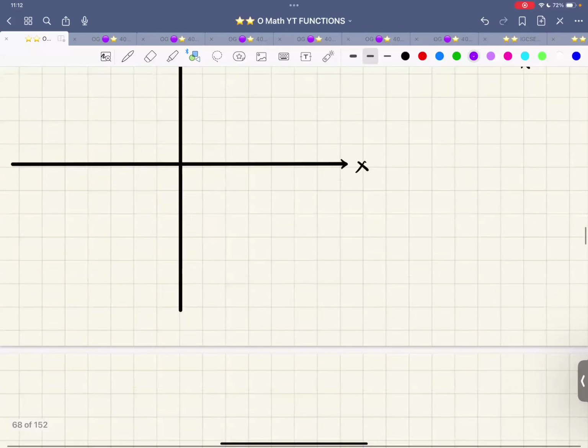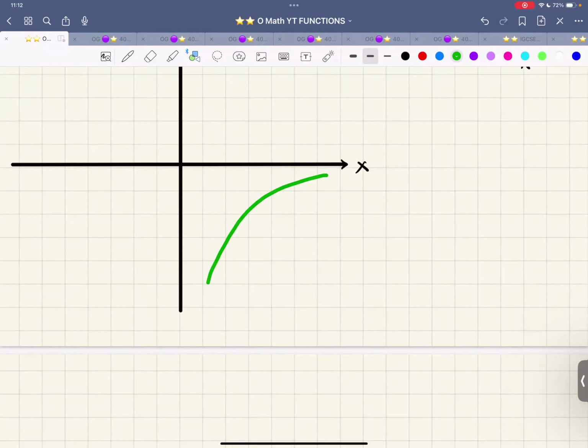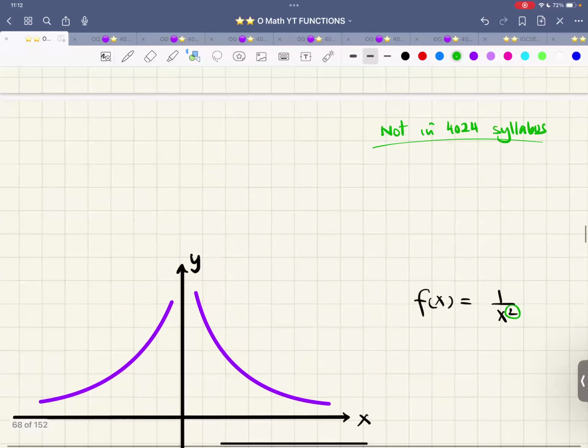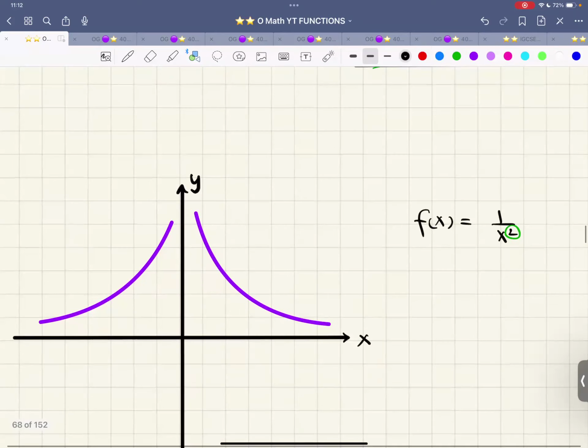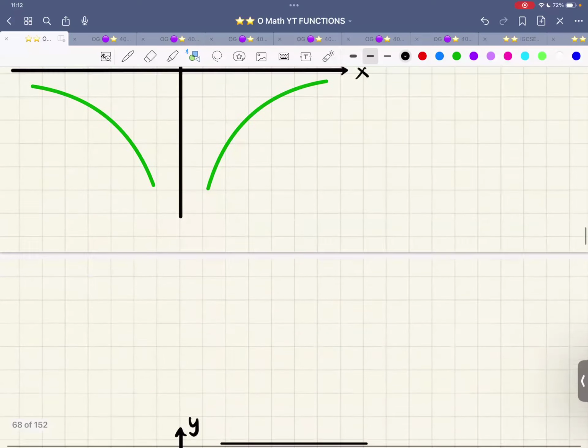When there is a negative sign, what happens? It is reflected in the x-axis like this. It is reflected in the x-axis, but again, writing it over here, this is not officially part of the 4024 syllabus, just to give you a basic idea.